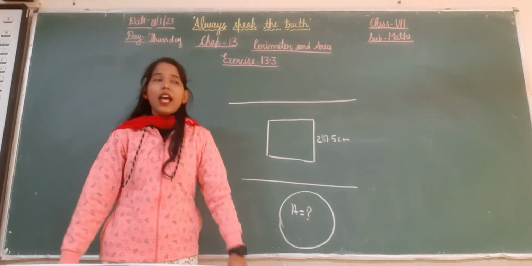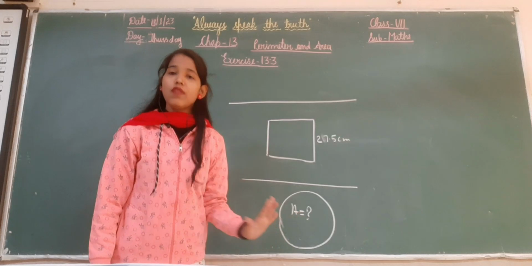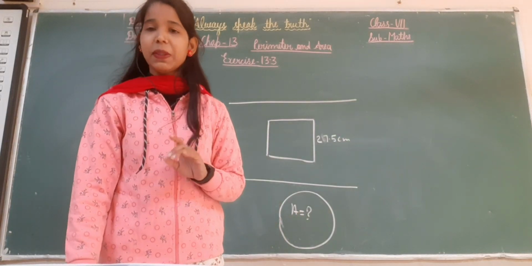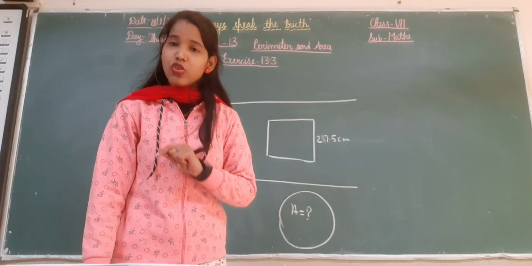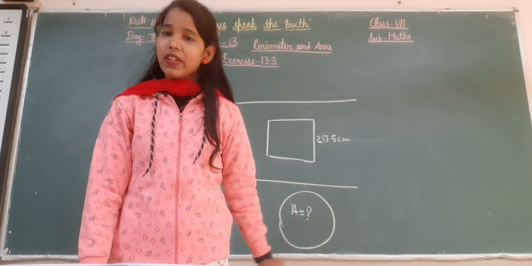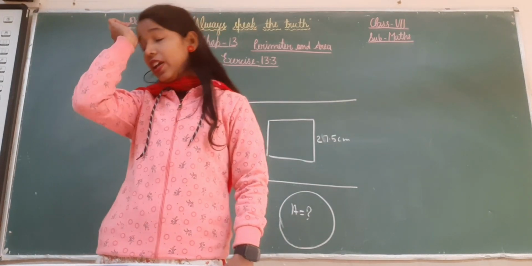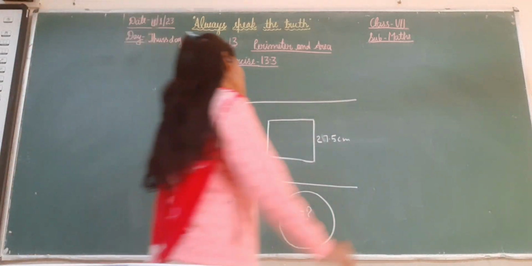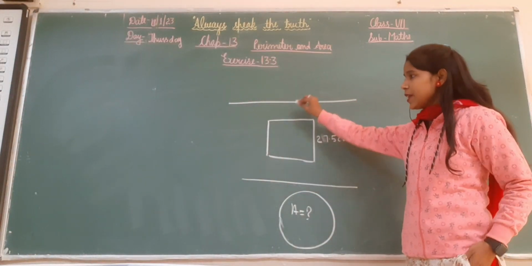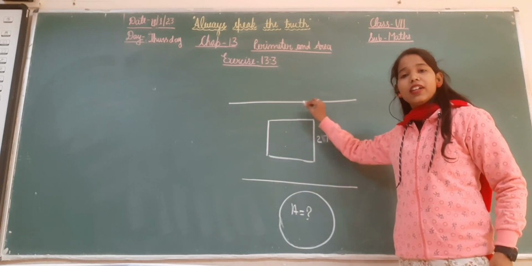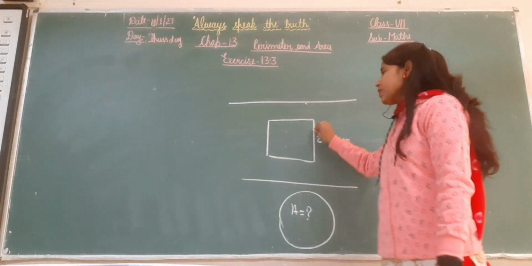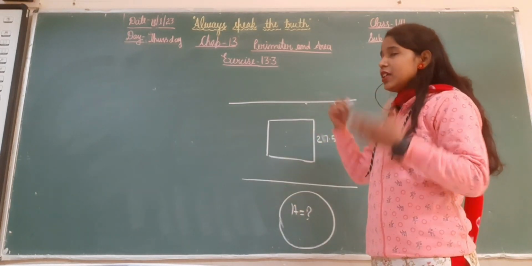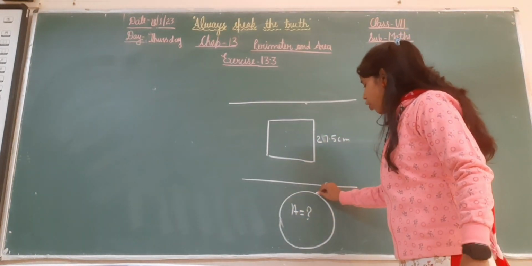So class, for finding the area of the circle, we need the radius, right? Because we all know that the area of the circle is pi r square. So from where will we get the radius of the circle? So look here, the wire is same, right? The length of the wire is always same because this wire is used to form the square and the same wire is rebent to form a circle.